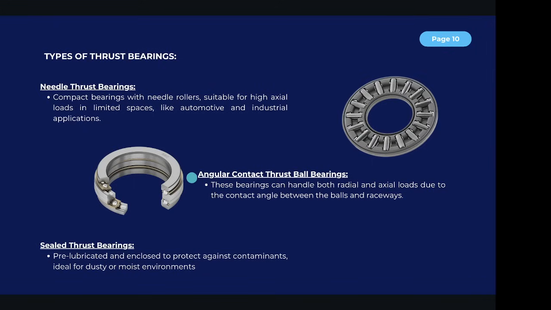Another one is the angular contact thrust ball bearing. This bearing can handle both radial and axial loads due to the contact angle between the balls and raceways.